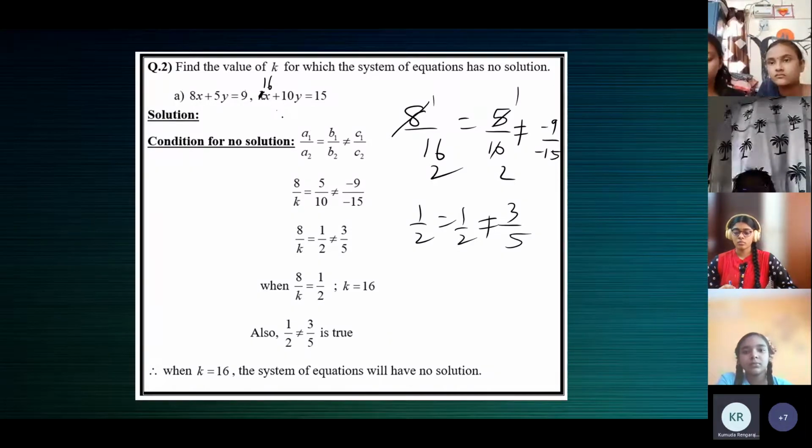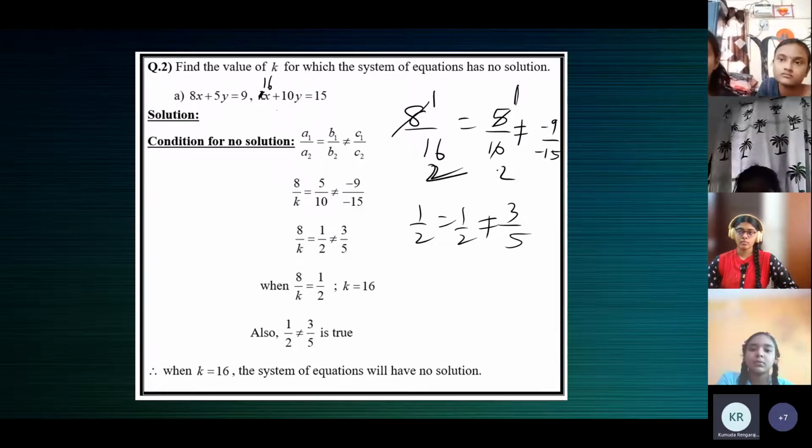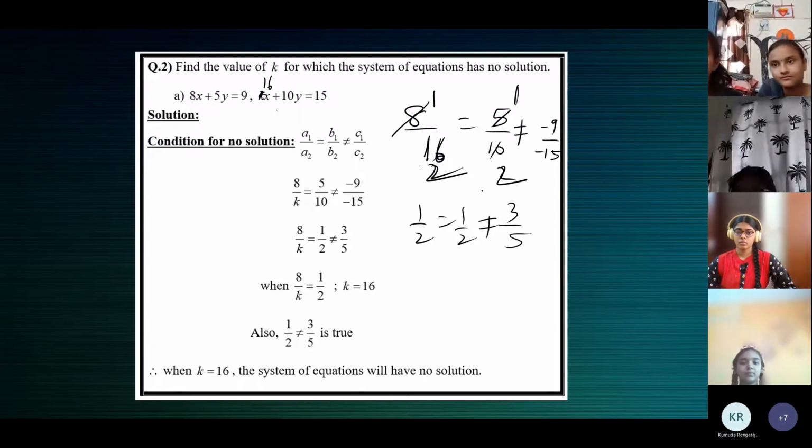And when k is 16, we see that A1 by A2, 1 by 2, is equal to B1 by B2, 1 by 2. It's equal. When k is 16, A1 by A2 is equal to B1 by B2, and it's not equal to C1 by C2, 3 by 5. That can happen only when k is 16.